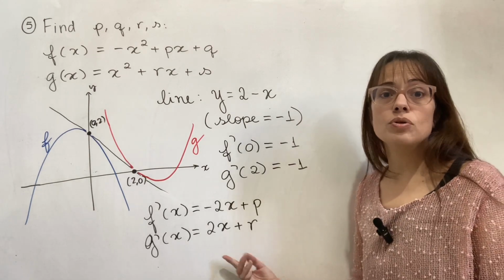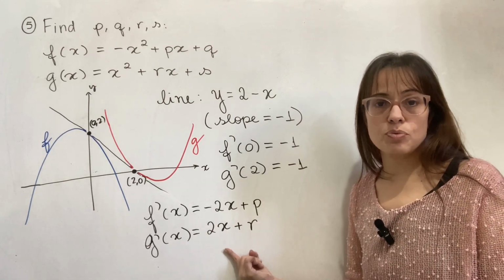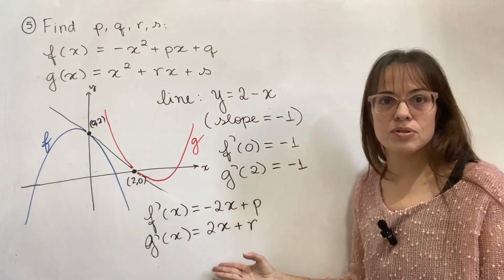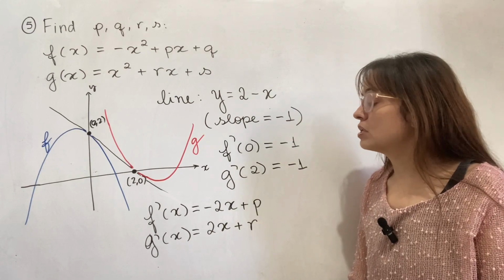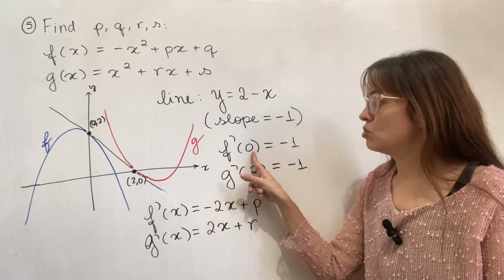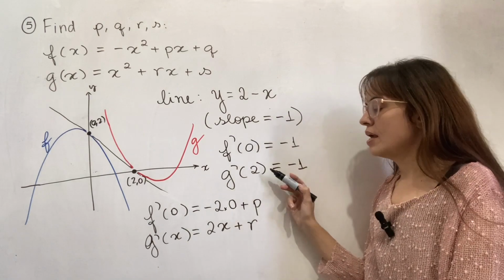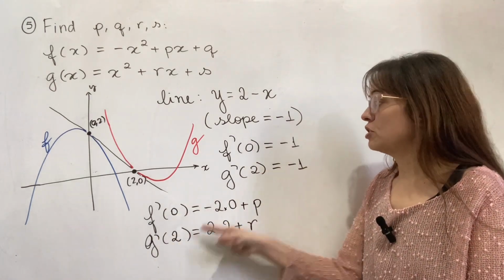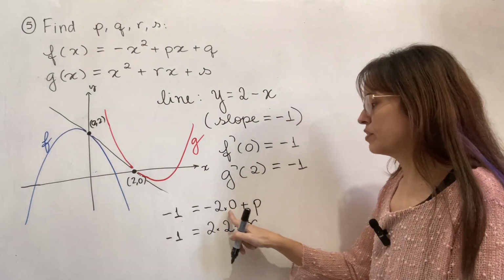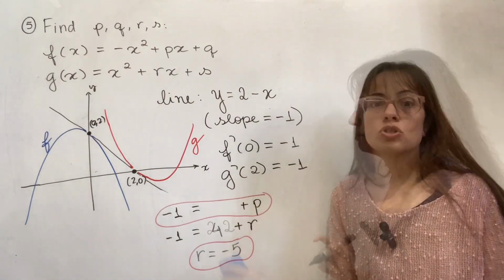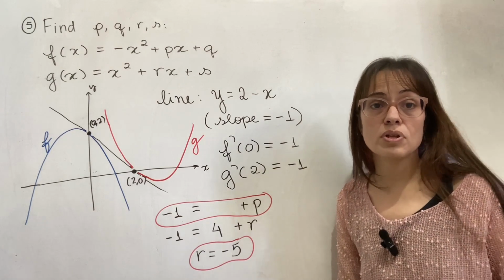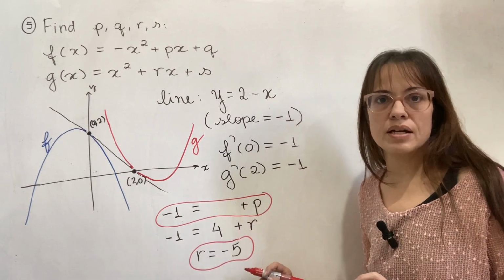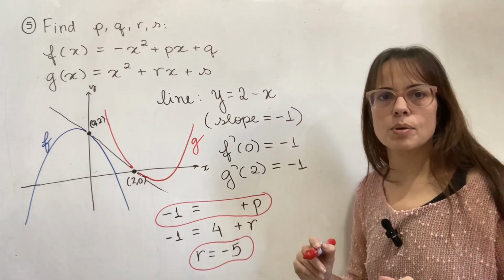So at this point, you can just write down the derivatives of both of the functions, because they are quadratic functions. They're easy to take the derivative of. And then you can plug in x equals 0 for f prime and x equals 2 for g prime. You know that both of these numbers need to be equal to -1. Well, this is 0. And this is 4. So I already know two of the four letters that I wanted to find. I know that P is -1 and R is -5. I'm going to put that up there.